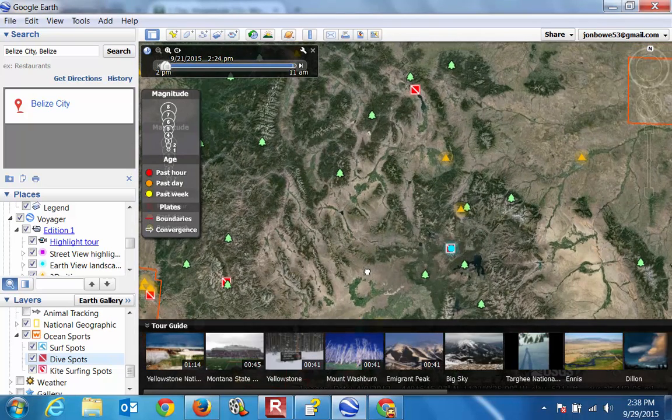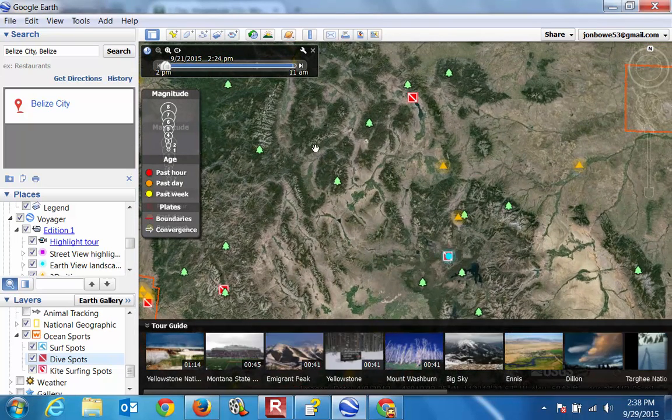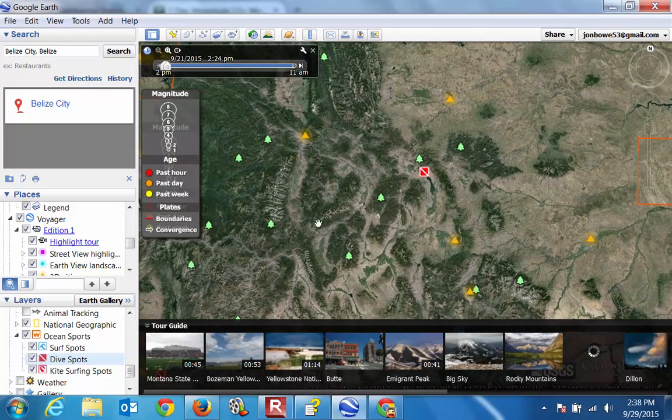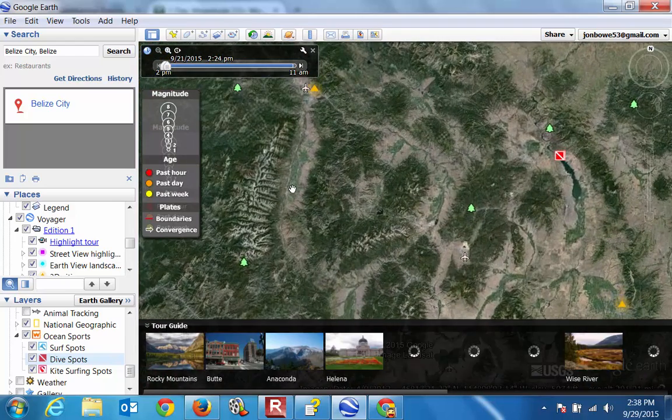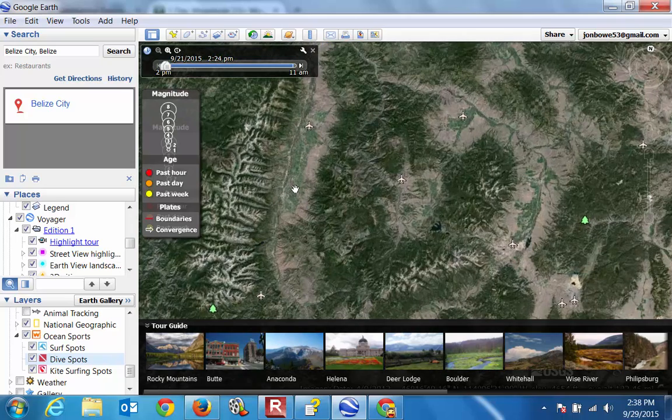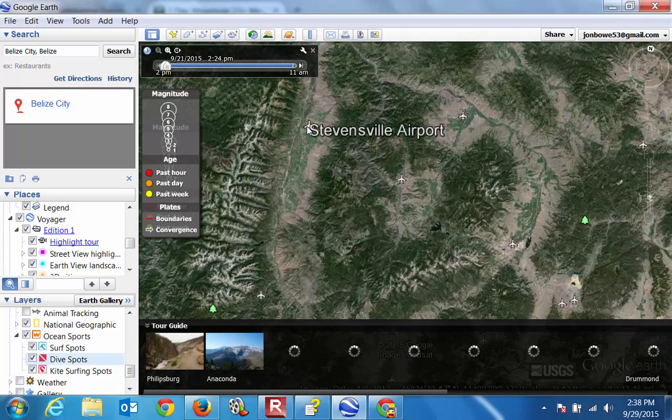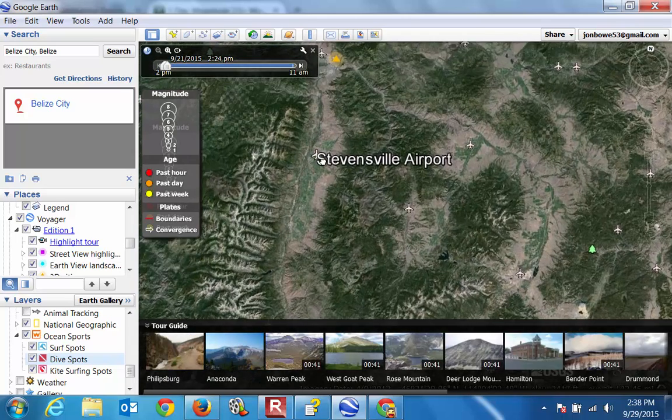But if you start to look at these mountain ranges, let's see if we can find the Bitterroot. See if that's there to the left. Is that it right there? Yeah. Looks like it, doesn't it? Yeah, there it is right there.